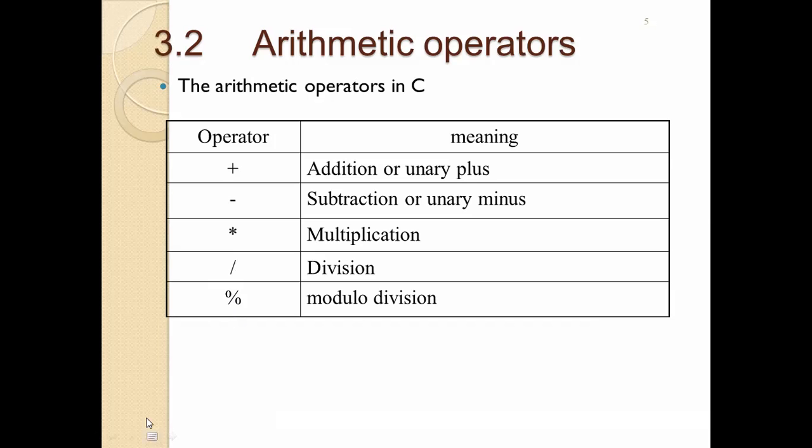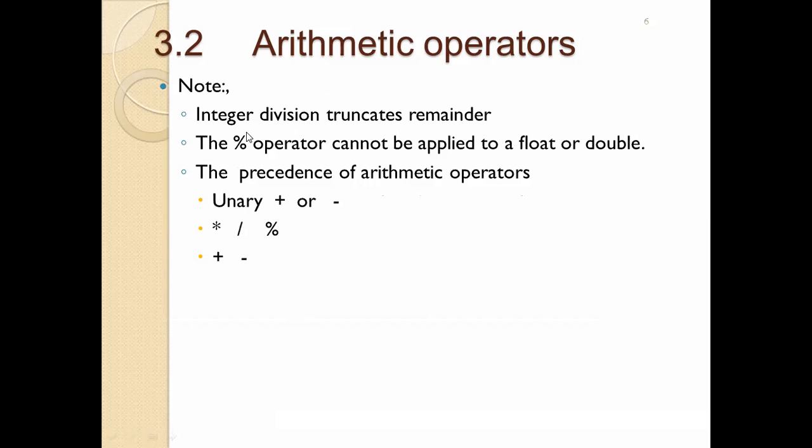The modulo operator is used for getting the remainder after division. Division gives us the quotient, and modulo gives us the remainder after division. So here we will get the quotient in the answer, and here we will get the remainder. This is the difference. Now let's begin with integer division, which truncates the remainder. We should note that when we divide any integer by another integer, we always get an integer value.